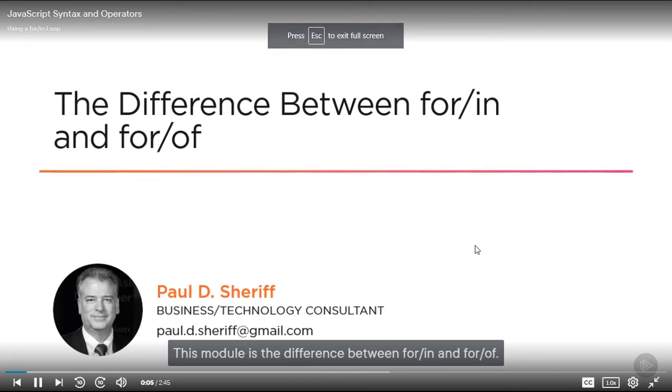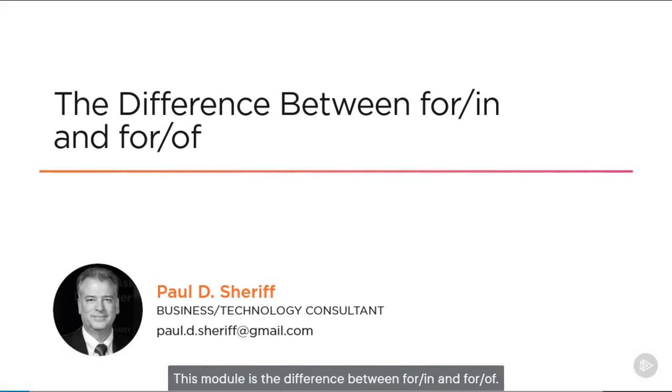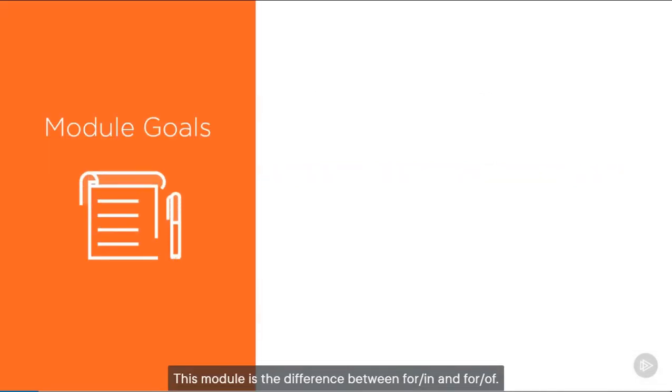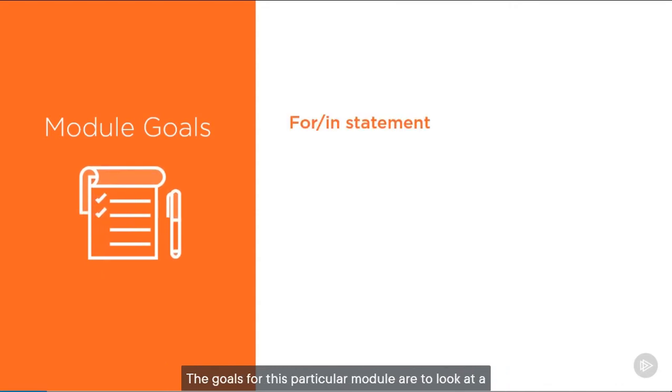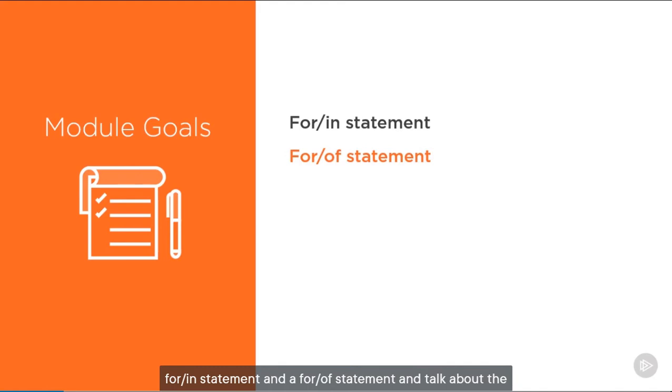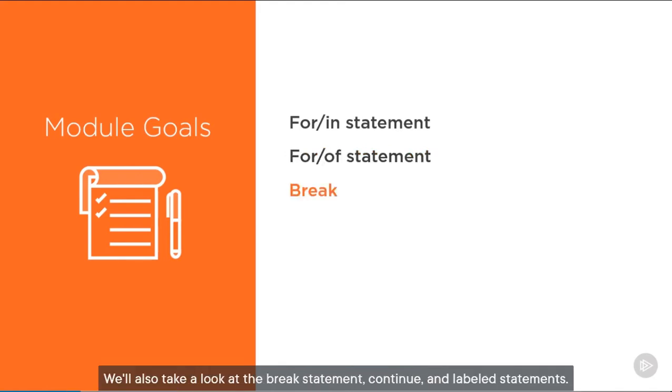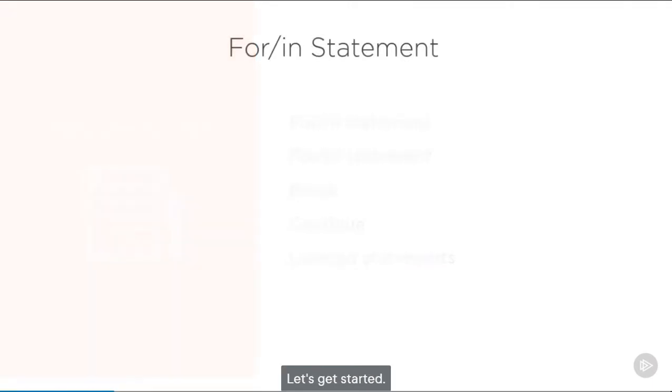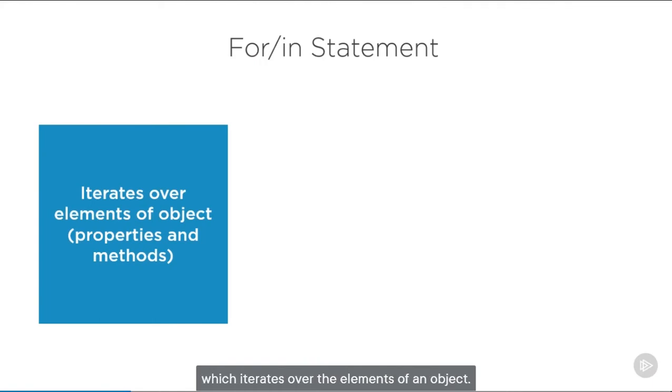What is the difference between for in and for of? The goals for this particular module are to look at a for in statement and a for of statement and talk about the difference between those two. We'll also take a look at the break statement, continue, and labeled statements. Let's get started. Let's start out looking at the for in statement, which iterates over the elements of an object.